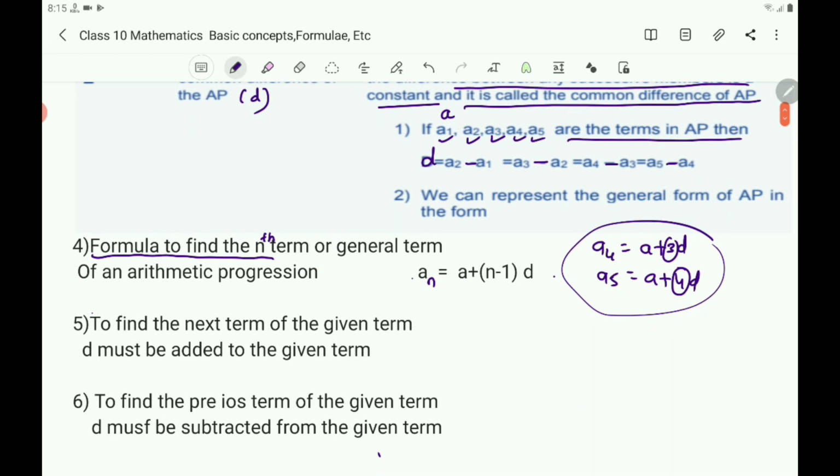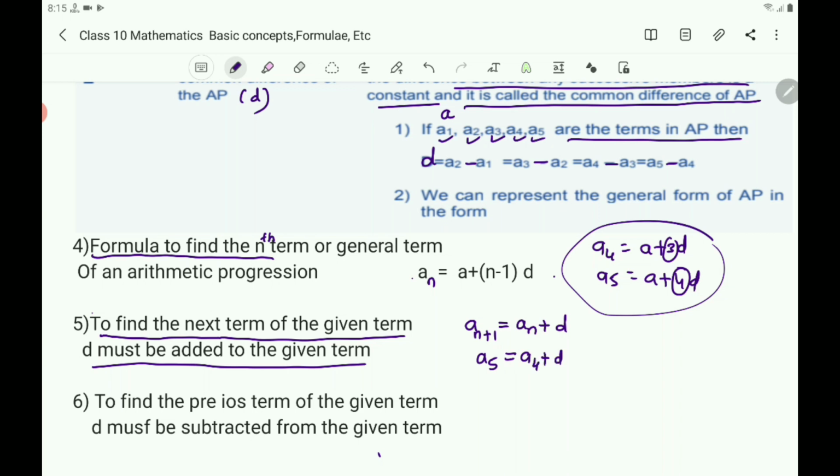Next, to find the next term of a given term, what do you have to do? d must be added to the given term. If an is given, then to get an plus 1, you do an plus d. For example, to get a5, if a4 is given, you do a4 plus d. If a10 is given, to get a11, you must add d to a10, that is the 10th term: a10 plus d.